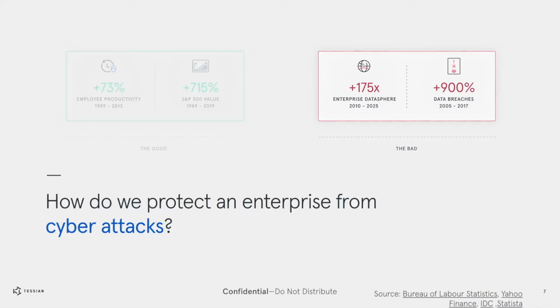Digitalization has essentially meant that the amount of data available and held by enterprises has increased dramatically. It's been predicted to have increased 175-fold between 2010 and 2025. This vast increase in data held by these organizations will undoubtedly increase the number of data breaches, which is supported by a 900% increase of such breaches between 2005 and 2017. This begs the question, how do we protect businesses from these cyber attacks?